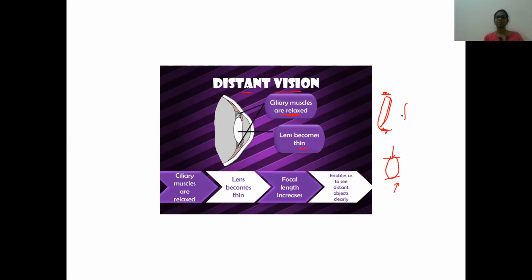At this time, what happens to focal length, does it increase or decrease? Here we can see far objects, and here we can see near objects. That is what is given. Okay, ciliary muscles are relaxed, the lens becomes thin, focal length increases and enables us to see distant vision clearly. This table you just remember.